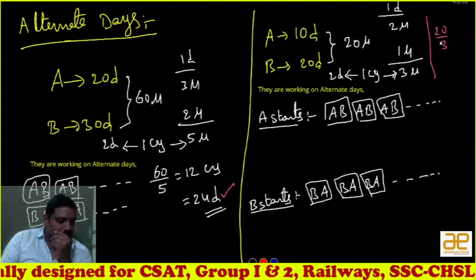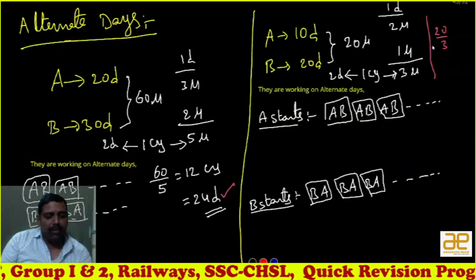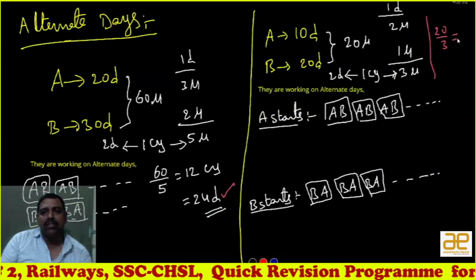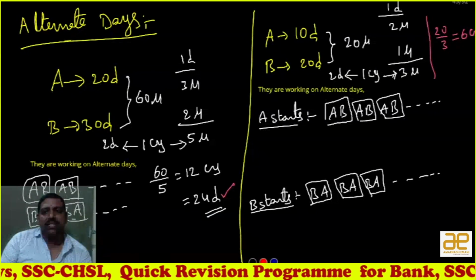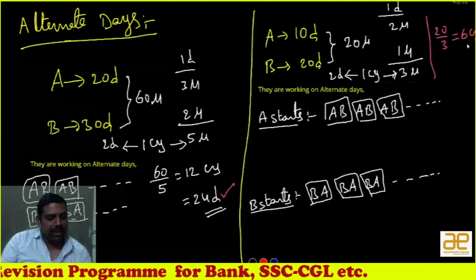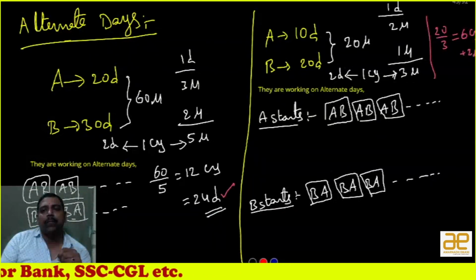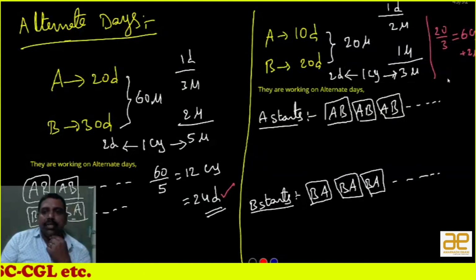But anyhow, 20 by 3. Okay, 20 by 3 means how much is it? It is not exactly divisible. So 6 times divisible, right? 6 cycles. Plus, how much is pending? 6 3s are 18, which means 2 units are pending. Then one cycle is 2 days, right? 6 cycles means already it is 12 days.